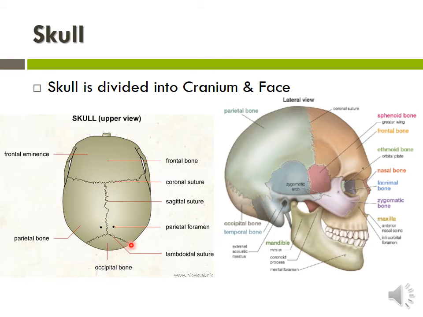Another thing you need to remember is the names of the sutures. Suture is nothing but the junction between the bones. So you have the sagittal suture, the coronal suture, and the lambdoidal suture. The name is because it looks like the lambda that we learn in physics and mathematics.